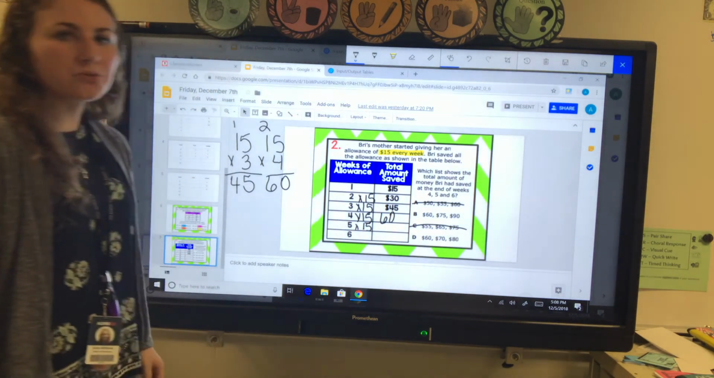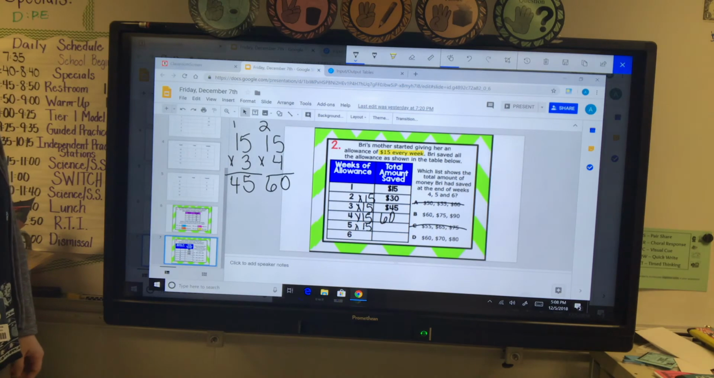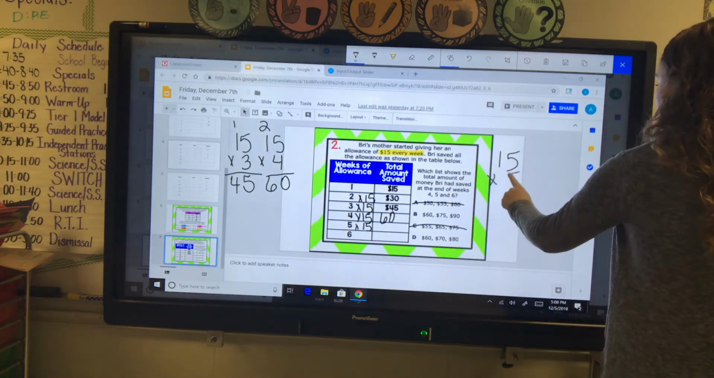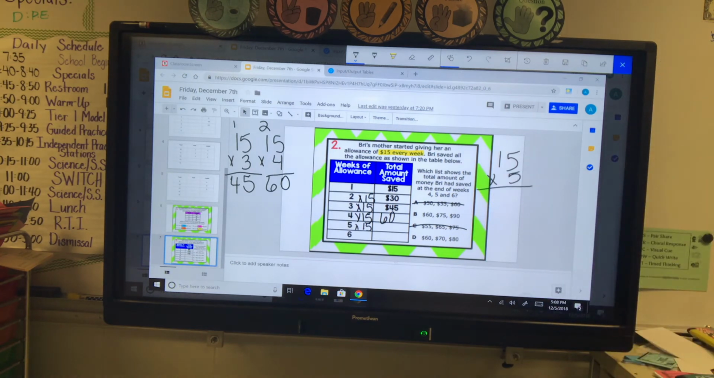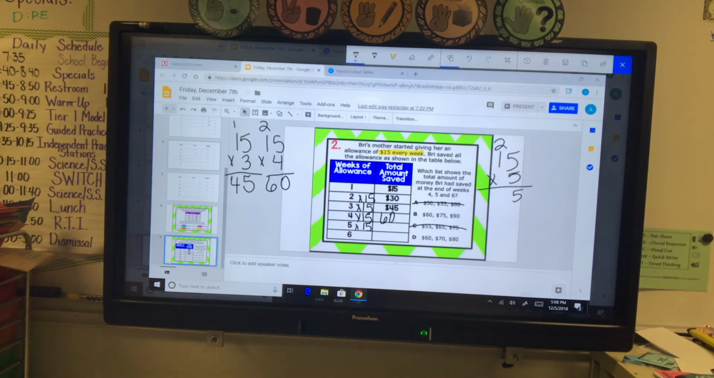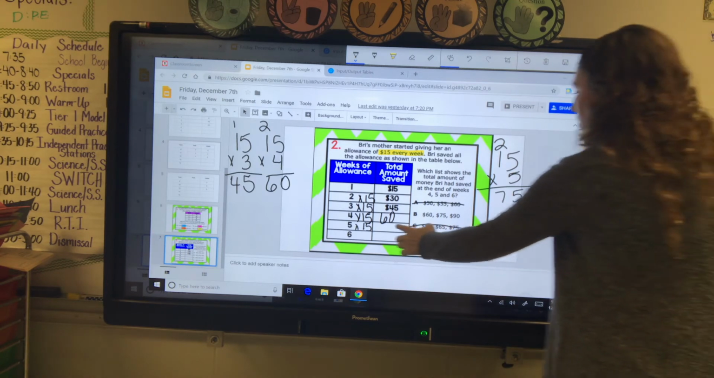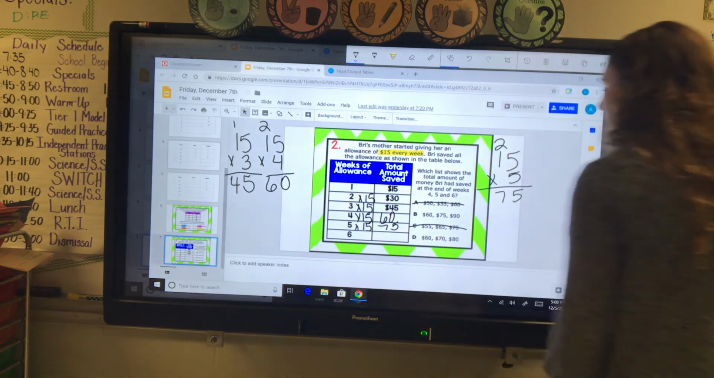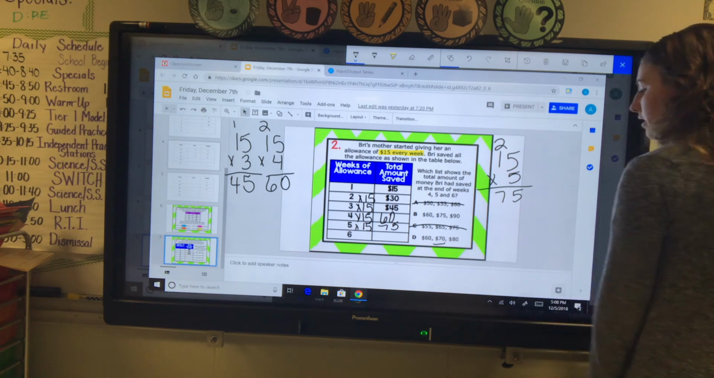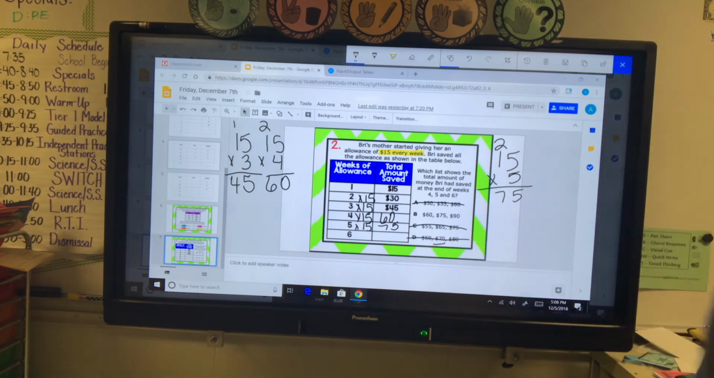If I continue with my rule, because the rule stays the same, 15 times 5, 5 times 5 is 25, 5 times 1 is 5, plus the 2 is 7. So I'm looking for 75. If I look close at my answer choices, D goes to 70, which is not what I'm looking for, so I can cross it off.